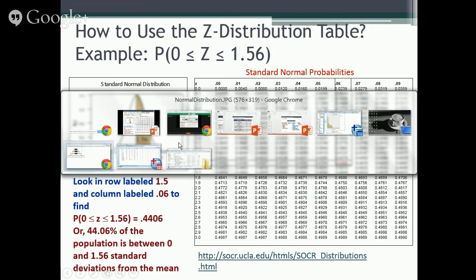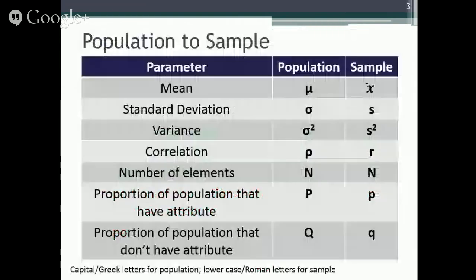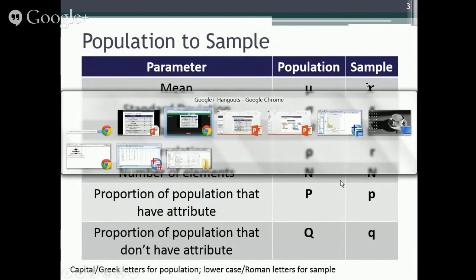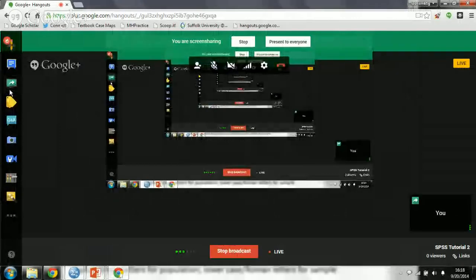Now, I'll bring back that slide that I originally intended to show, this one. You see mu is the mean, sigma is the standard deviation, sigma squared is the variance, and rho is the correlation of the population and then of the sample. All right. So what exactly does this mean? Well, it means that we want to come up with a null hypothesis that has to do with the population so we can make inferences about the population from the sample.